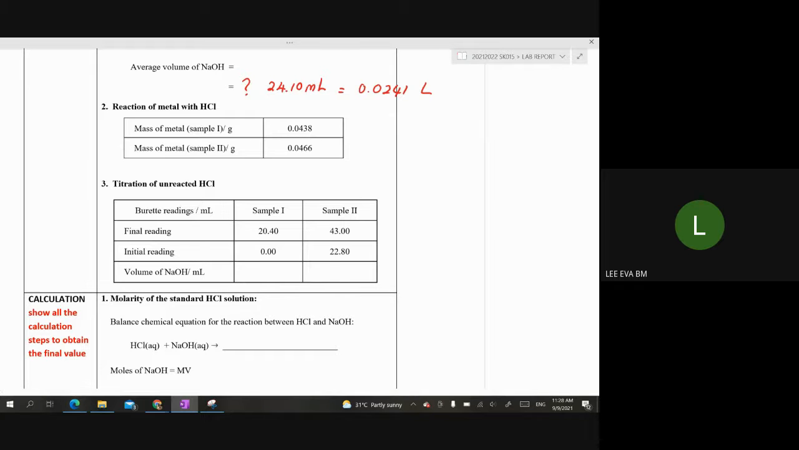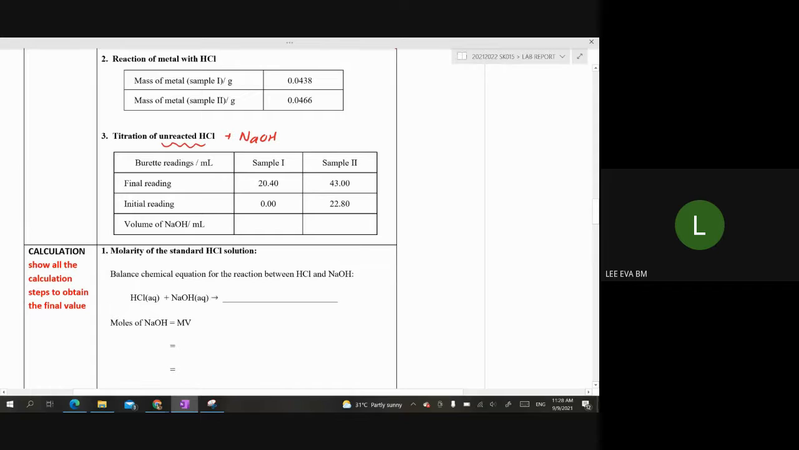And then part 3 is your titration with the unreacted HCl. After the reactions, you react the unreacted HCl with the NaOH. So the volume is also given over here. But in this case, part 3, you don't have to find the average.